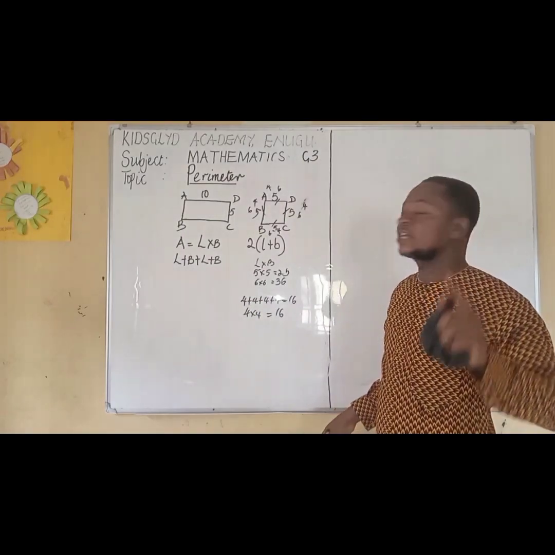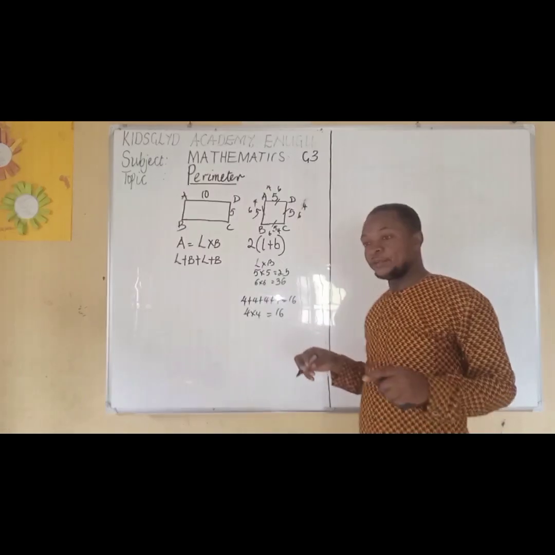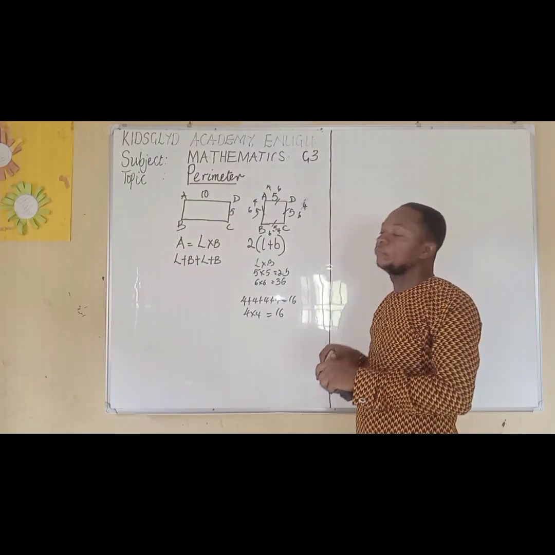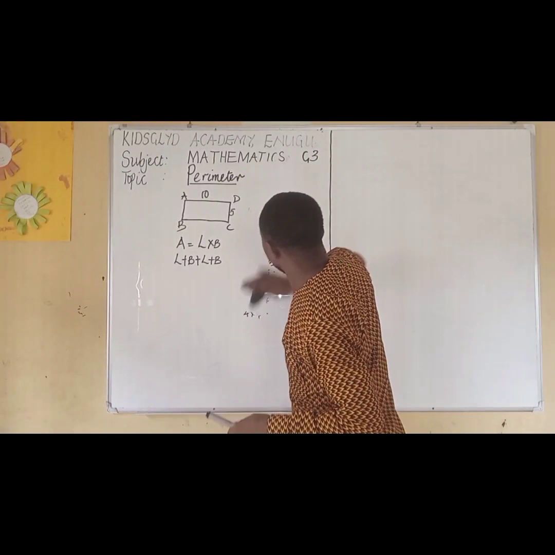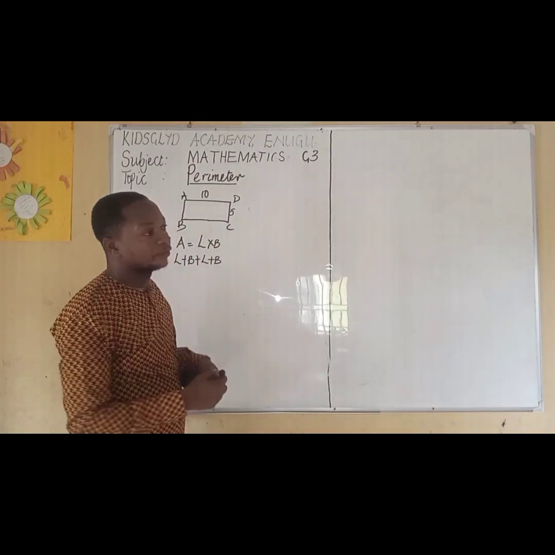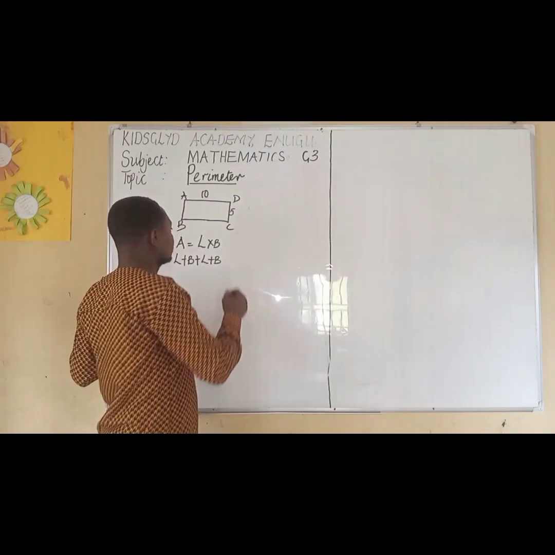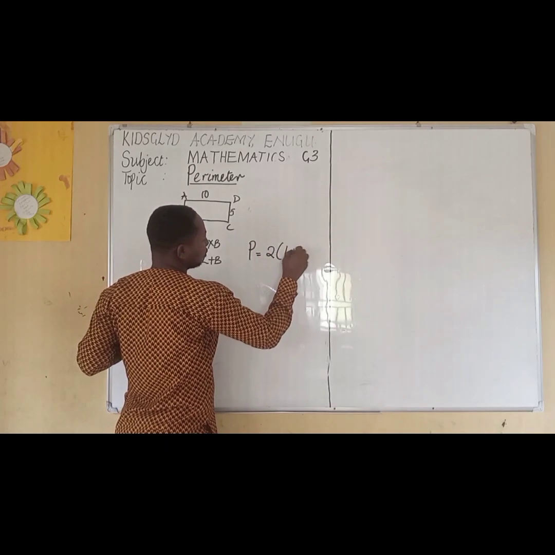So it is more advisable for you to know that you multiply the length by the breadth to get the area of squares. So now, let us talk about the perimeter of a shape. So we'll talk about perimeter. In perimeter of a shape, we have 2 into length plus breadth.